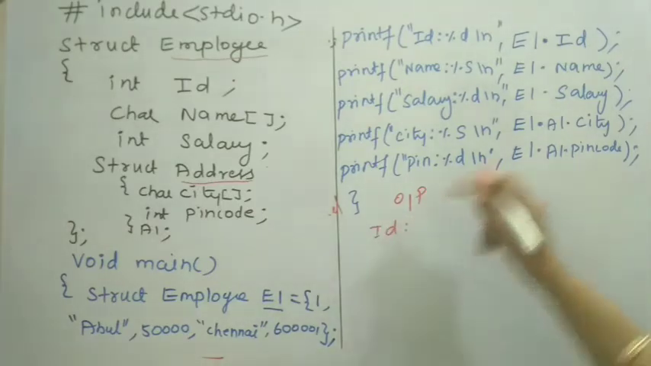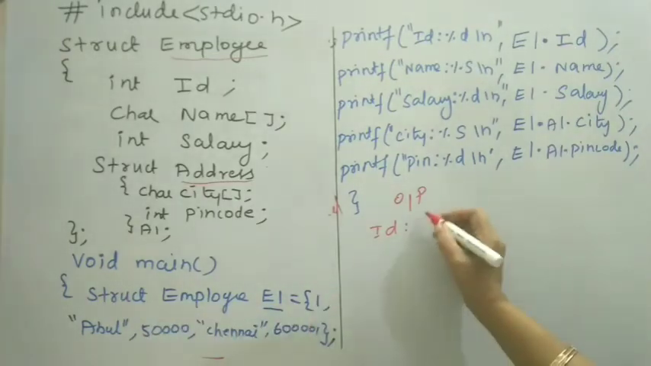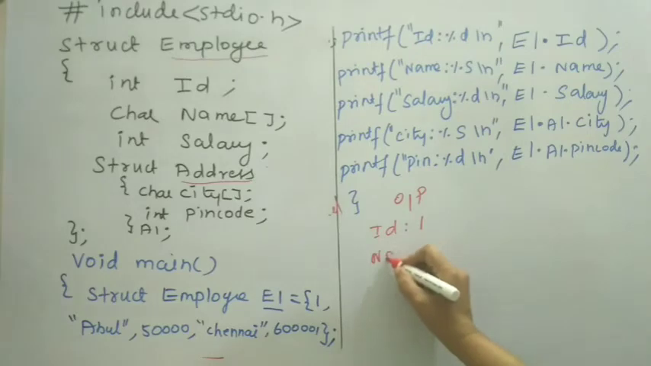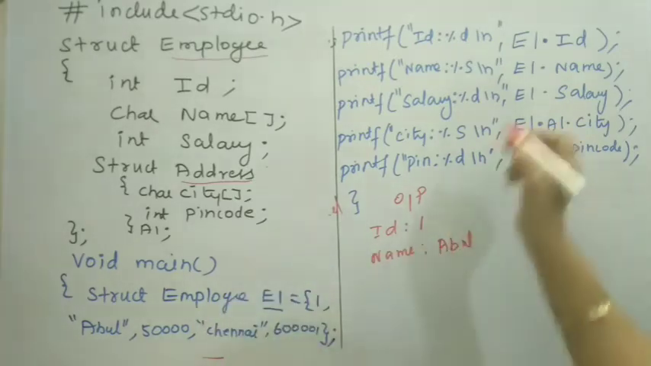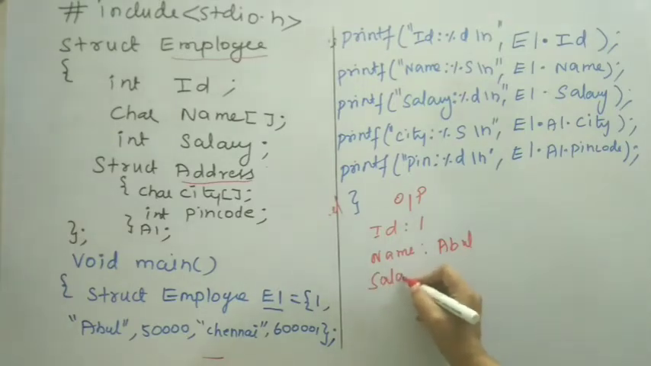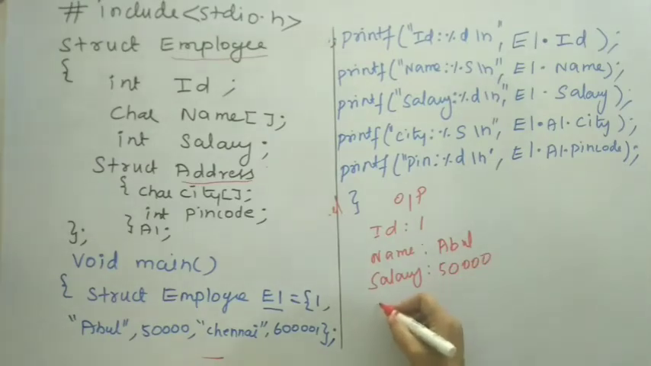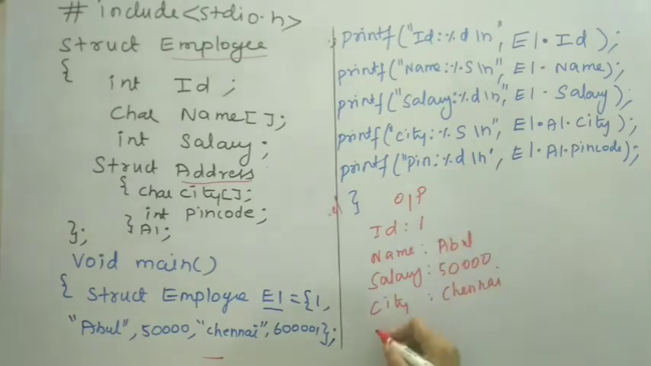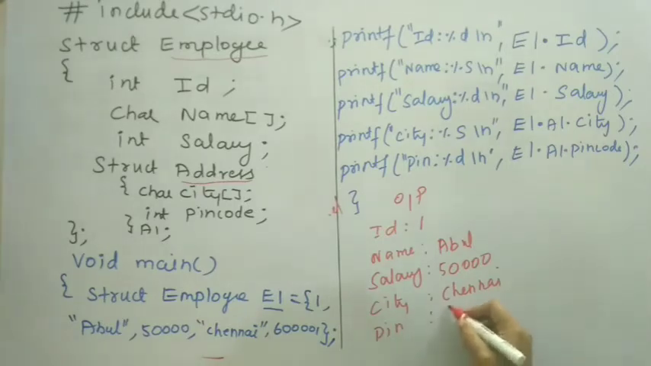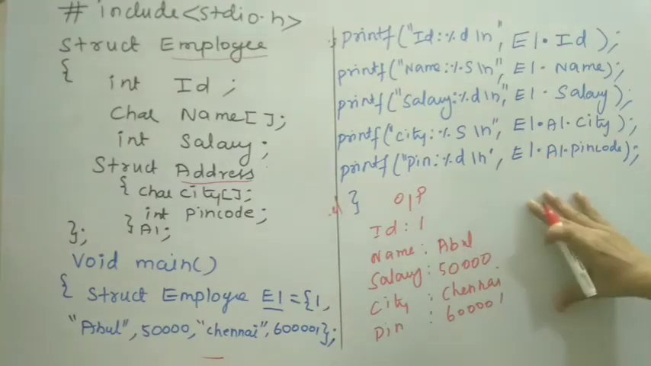ID colon. What is the value of ID? We have assigned values to the structure variable. Value is 1. For name, the value assigned is Abul. Okay, and then for salary, I have initialized the value 50,000. And then for city, I have initialized the value Chennai. Okay, for this pin code, I have initialized the value 600001. So my output will look like this.